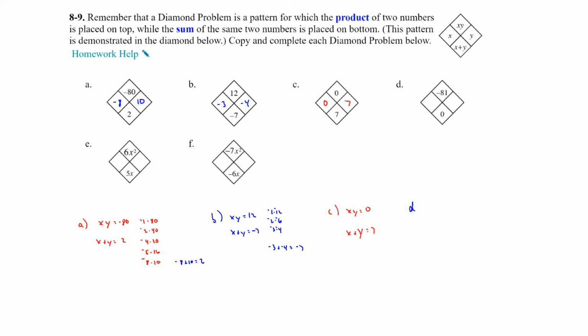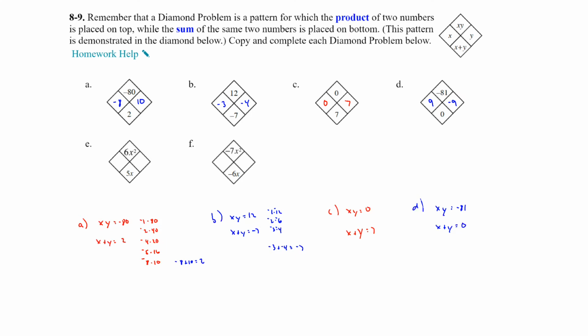Part D. Now it's the other way. What things multiply to give you negative 81 but add to give you 0? Well, to add to get 0, they have to be opposite of each other. So what numbers are going to multiply to give you 81 that are going to be opposite? Well, one of them would be a 9, and the other one would be a negative 9. So they have to be the same, but opposite each other. So 9 times negative 9 is negative 81, and then 9 plus negative 9 is 0.